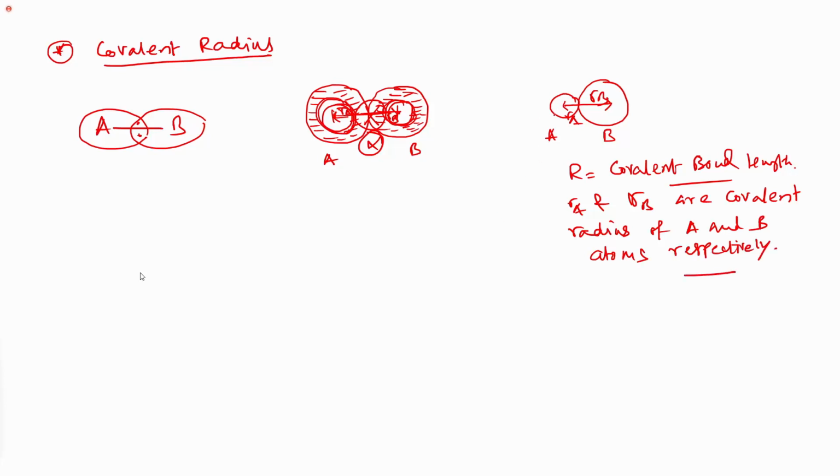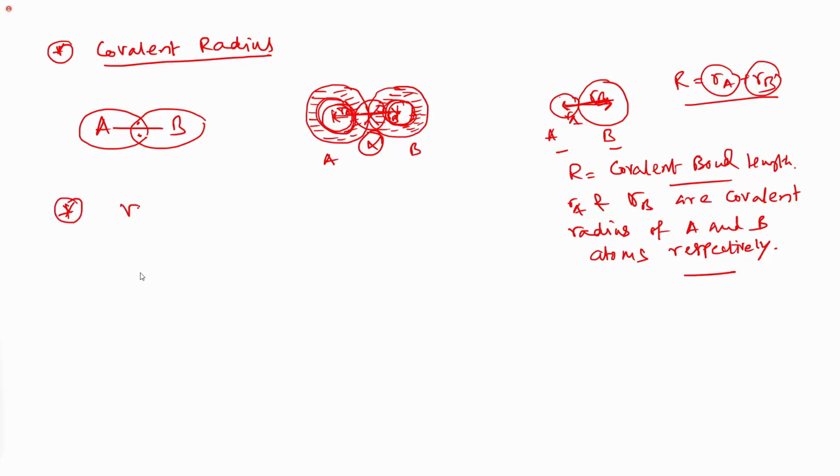This is the core of A and this is the core of B. They are attached by the core. So R is equal to RA plus RB. This is the bond length, and RA and RB are the covalent radii of the corresponding atoms A and B. So this is the covalent radius.